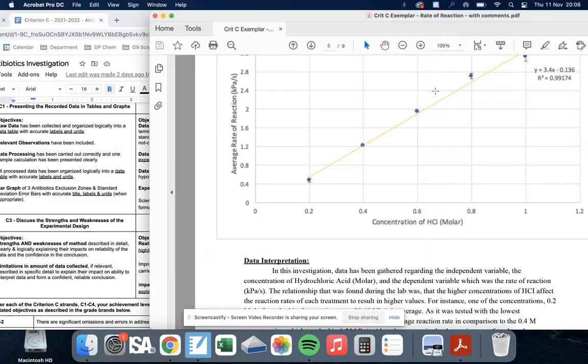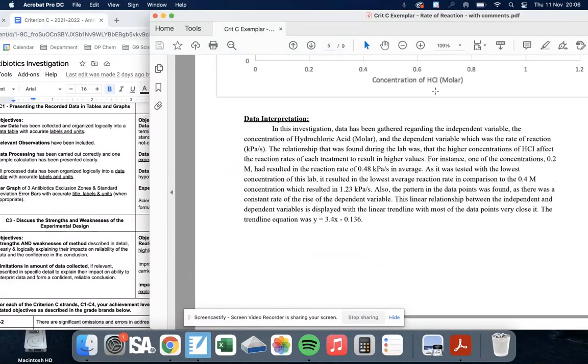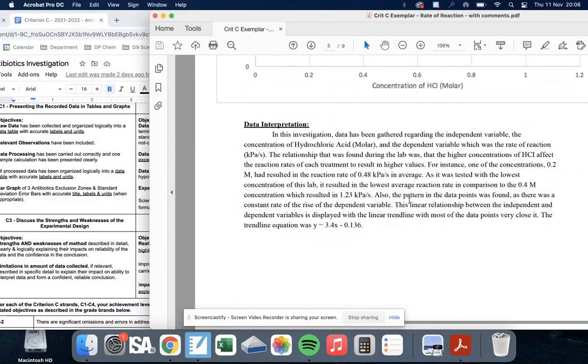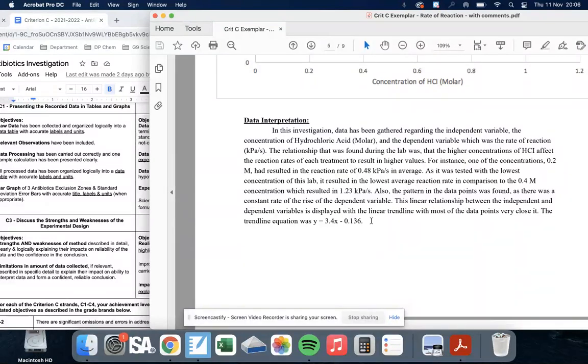So in strand 2 in this exemplar lab report, we have a graph here. It shows the trend line, which seems to obviously be a linear trend line fitting the data points. And so in this data interpretation, the student has interpreted the values and specifically ends the conclusion by talking about how the data shows that there's a linear relationship between the independent and dependent variables, and they even reference the equation of the trend line.